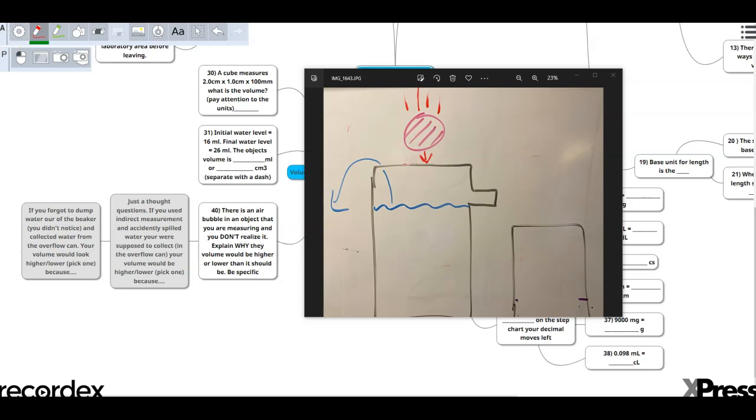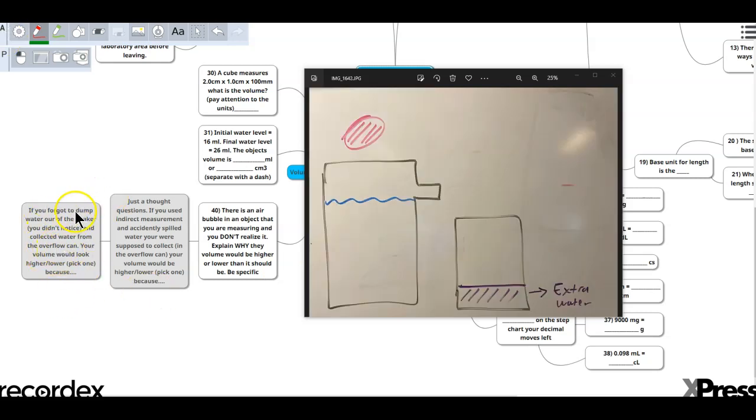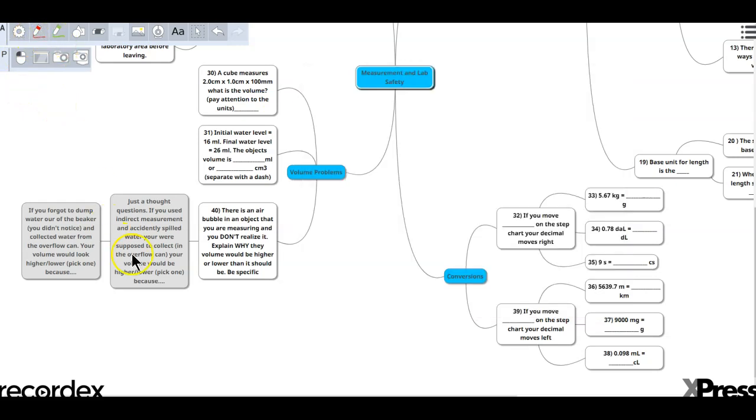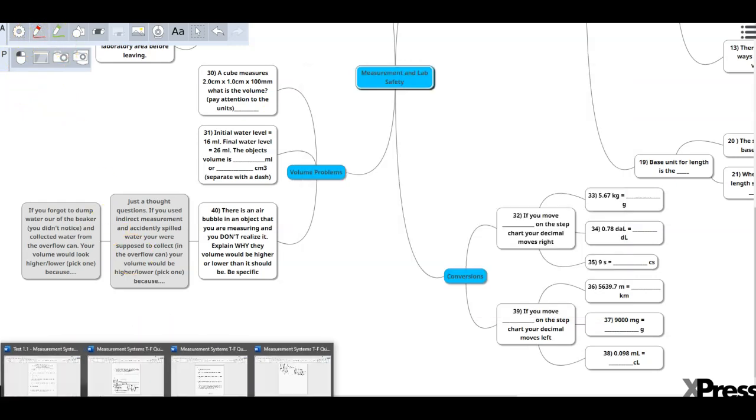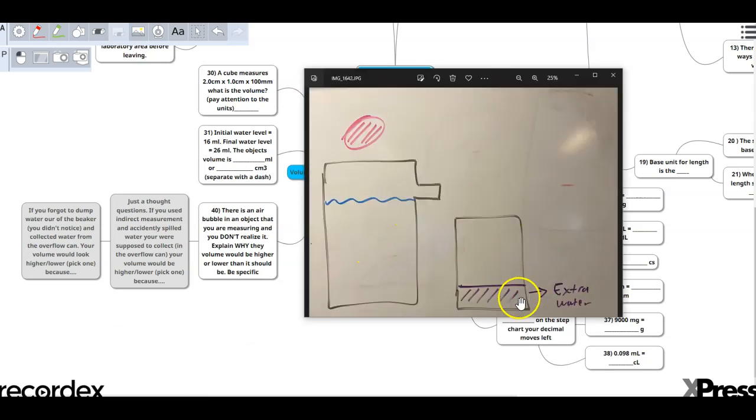All right, what about this thought question? What happens if you forget to dump out the water in the beaker? You don't put the ball in, there's like 10 mLs in here, you don't notice, you forgot to dump it out. And then you slowly put the ball in. Well, the water is going to begin pouring in, and it's going to think that the ball is this plus what the ball actually is. So you're going to end up with a volume that is higher than it should be, because it's going to think this plus the ball is the volume of the ball.